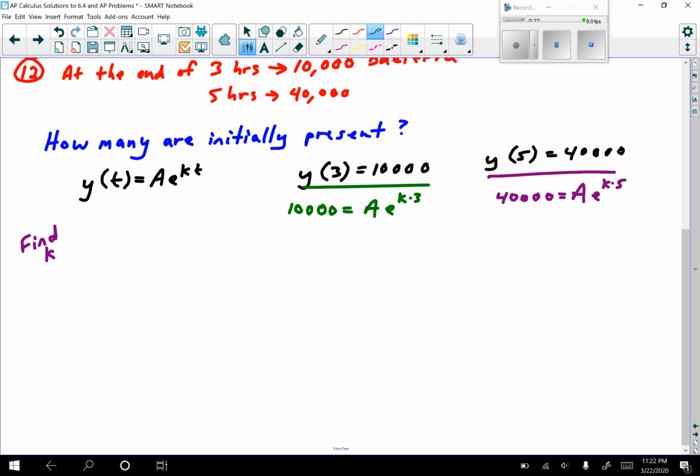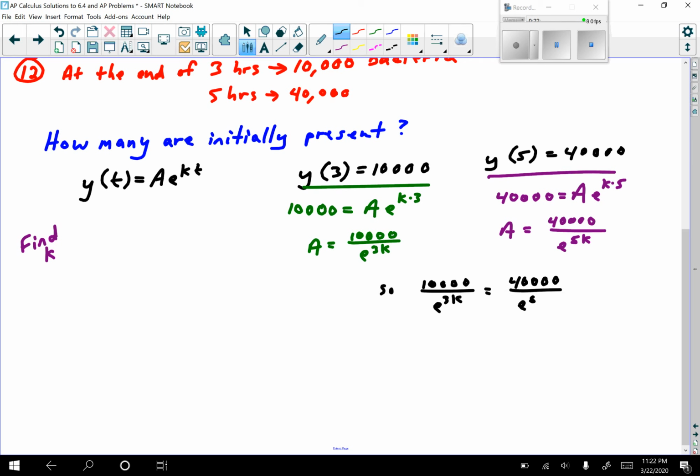So what this allows me to do is solve for A. So A is just going to equal 10,000 divided by e to the 3k. And then over here, A is going to equal 40,000 divided by e to the 5k. Now, since both of these initial amounts A have to be the same, I could just set the two expressions equal to each other. So 10,000 over e to the 3k is going to equal 40,000 over e to the 5k. So I could do all this without knowing what that initial amount is.